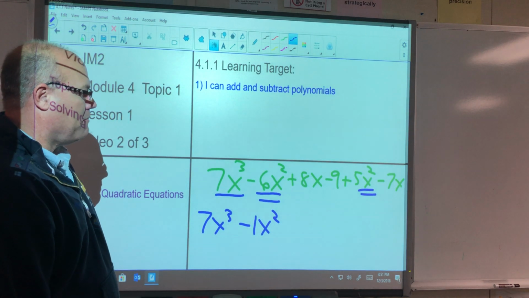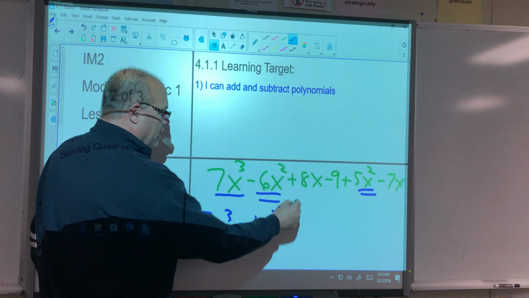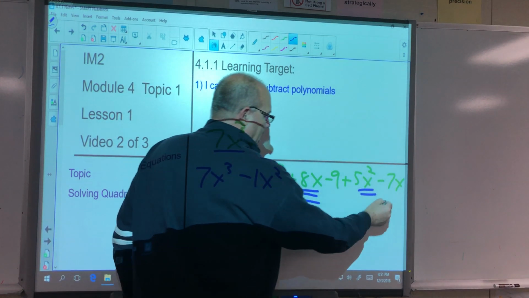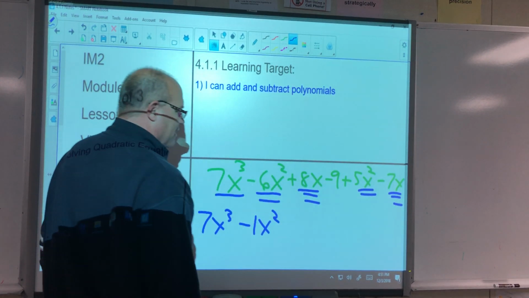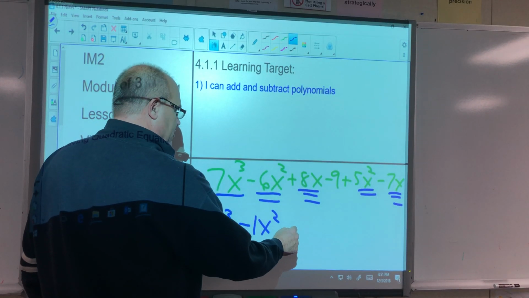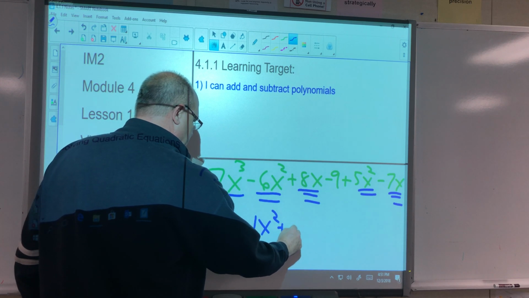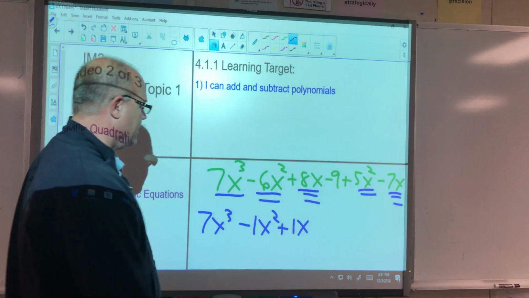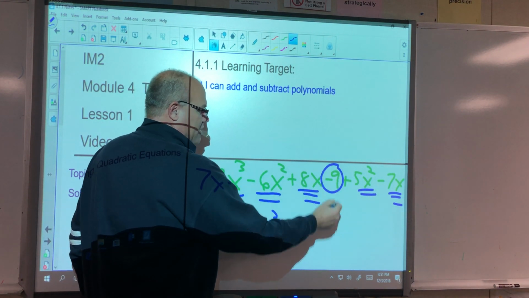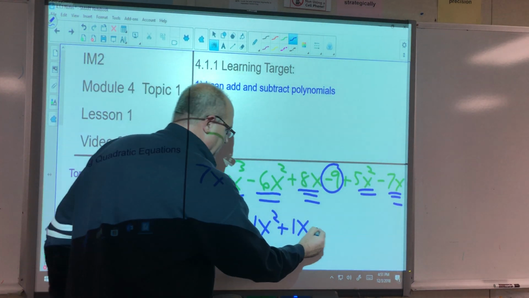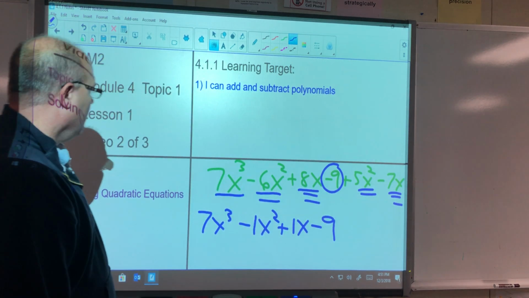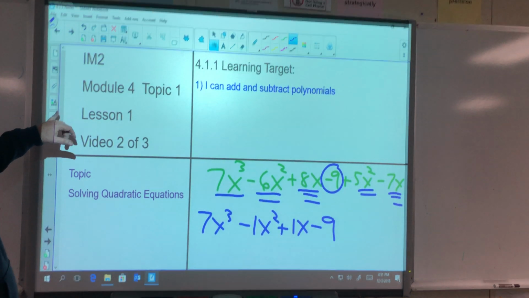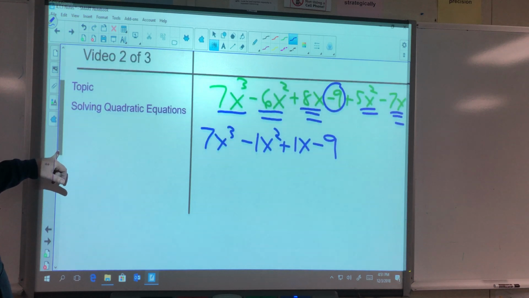Then I'm going to combine my x to the first degree. So I have 8x and negative 7x. I'm going to combine those and I get plus 1x. And then I'm going to combine my constants, my numbers, and I have negative 9. That's the only number I have, so we just put negative 9. So that's your first example. Just think combine like terms when we're adding polynomials.